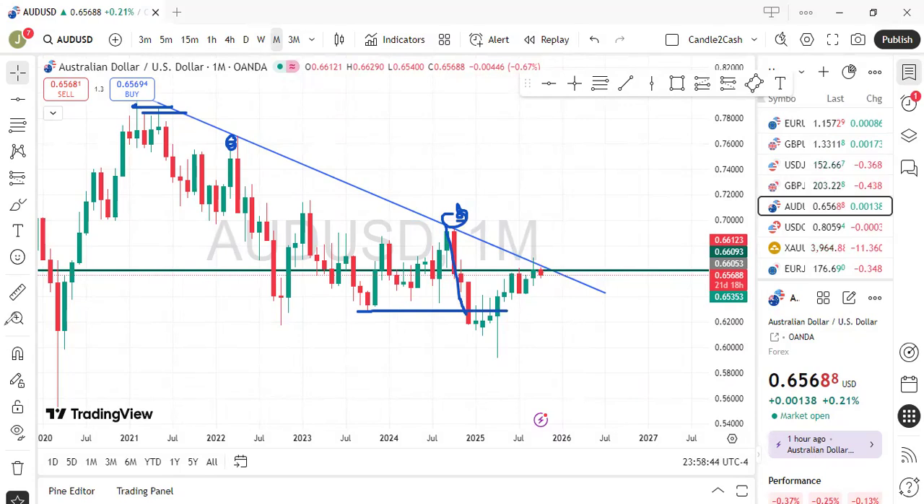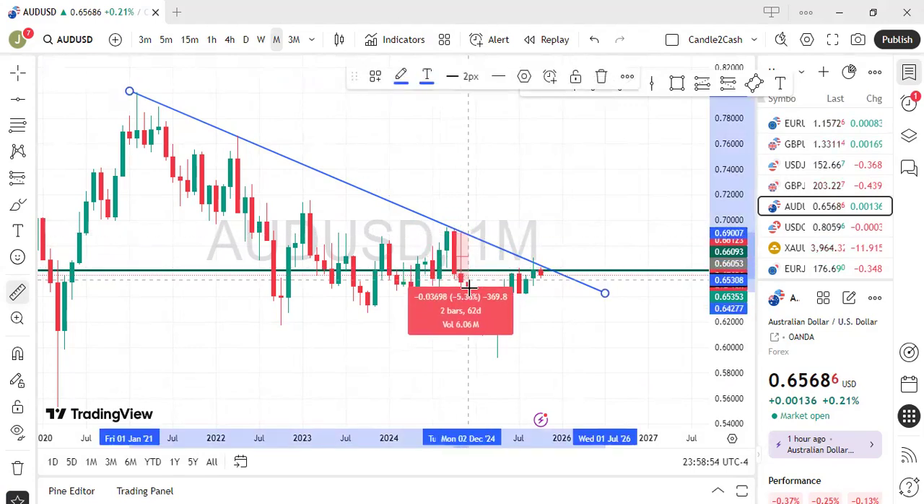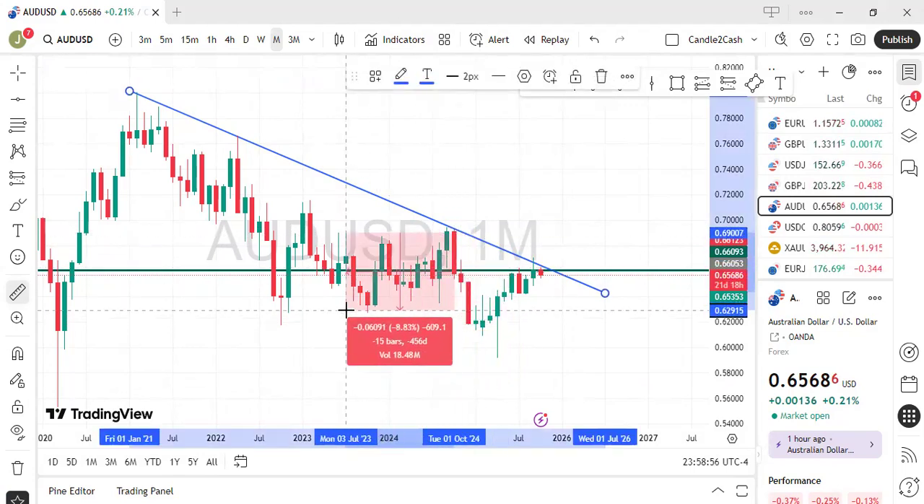So let's see what we'll have been able to make. Okay, let's put our ruler and check it. So from here, we'll have targeted to this area.